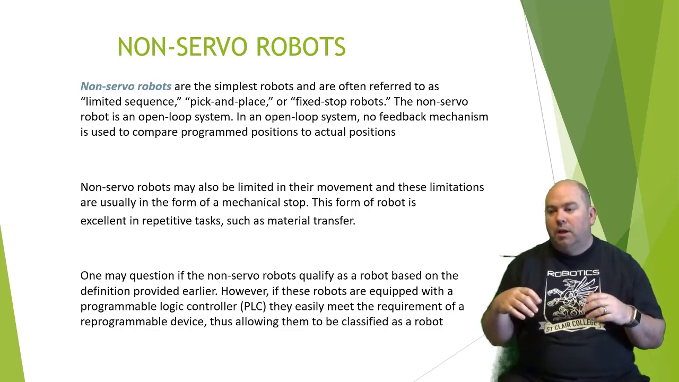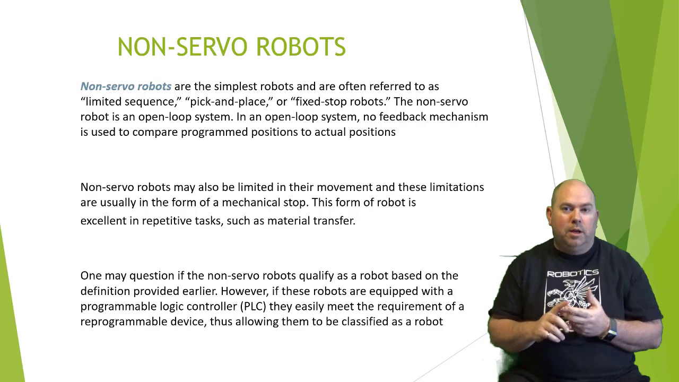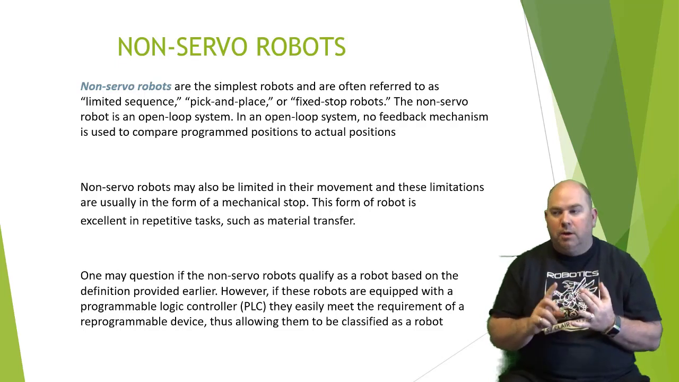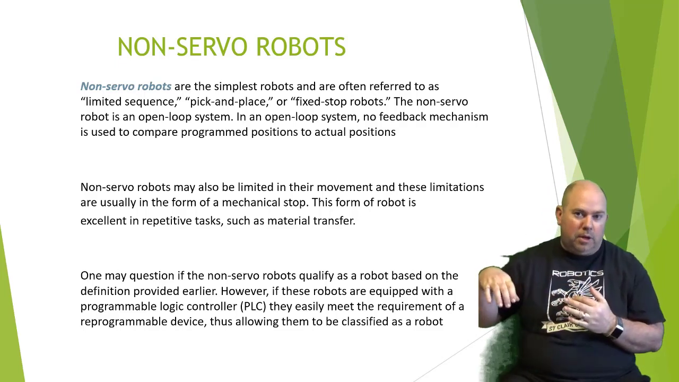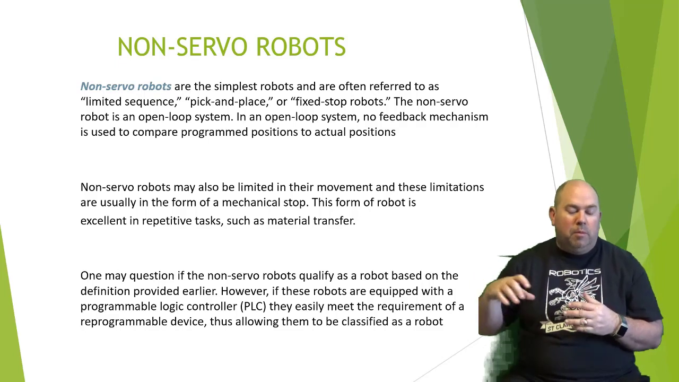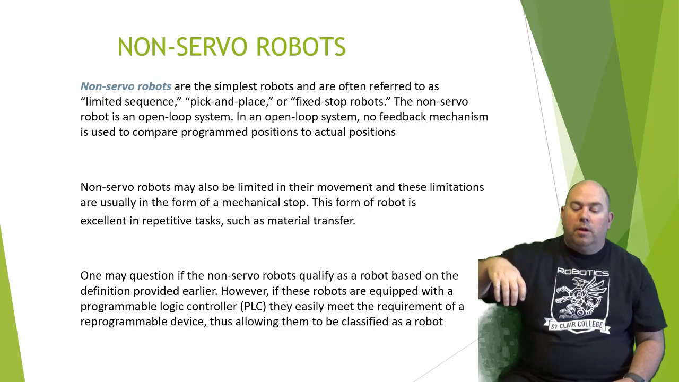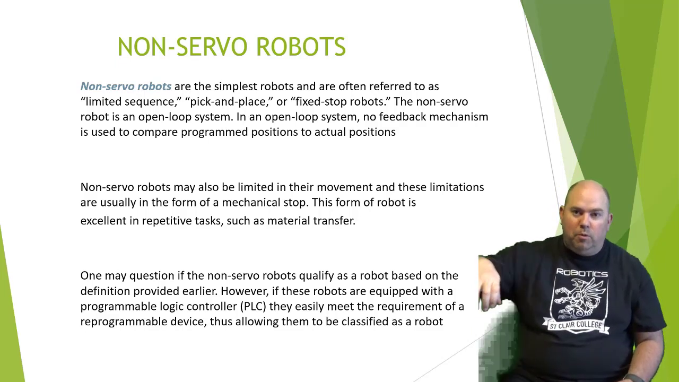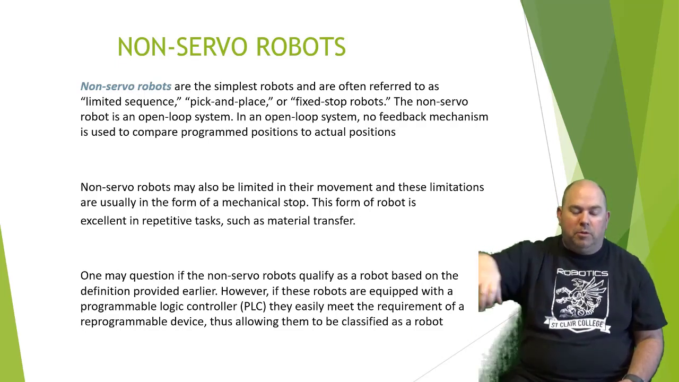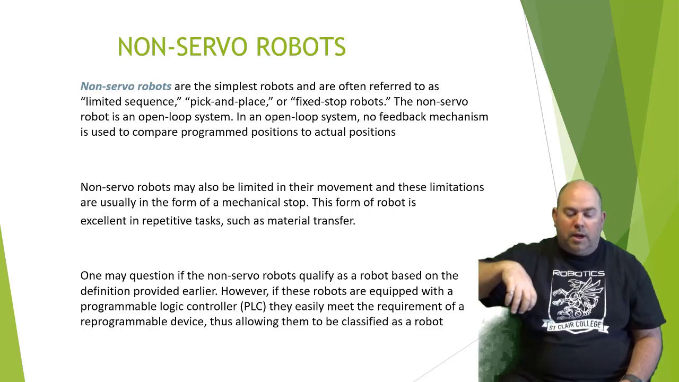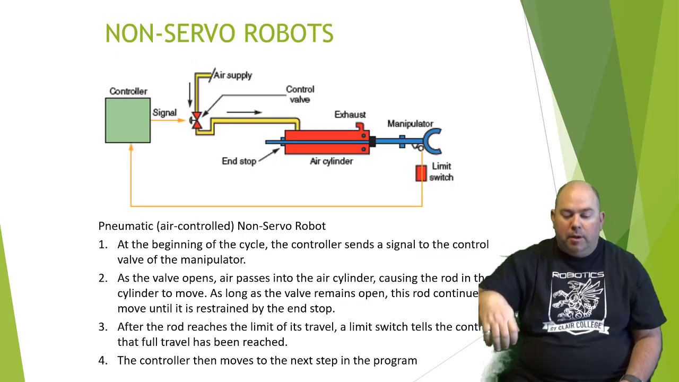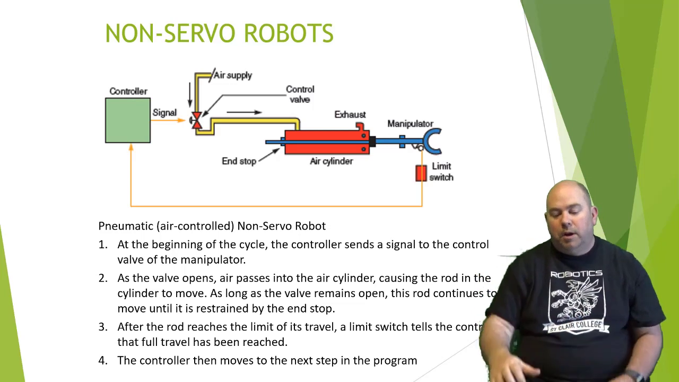So basically, like we said before, a robot could be anything that is programmable, at least 3-axis, has a multifunction manipulator, but maybe not a whole lot of adjustment or intelligence to it. So if you just tell something to move and it moves in a certain direction and then it stops but doesn't really sense the outside world, that could be a non-servo type of robot. So no feedback mechanism there.